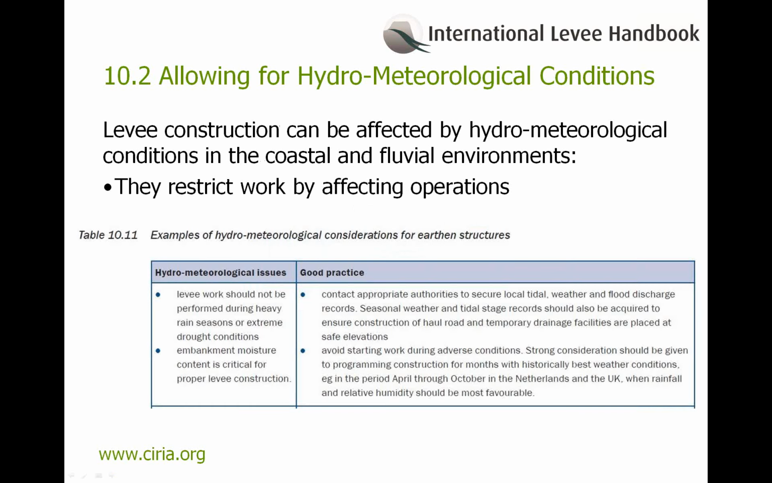When working in coastal and fluvial environments, it is important to plan for hydrometeorological conditions because of the variability and severity of the conditions that could potentially arise, because of the risk of loss and damage, and because of associated delays, costs, and impacts if contingencies are not in place. This section describes the hydrometeorological issues for earthen constructions and gives examples of good international practice. An excerpt of this table with these examples is shown on this slide.